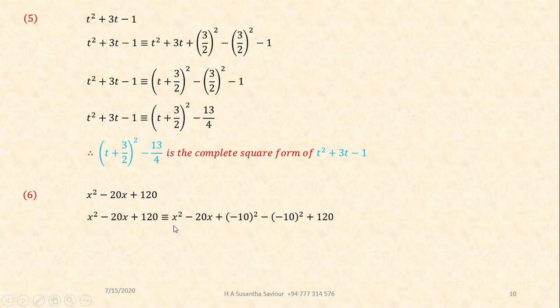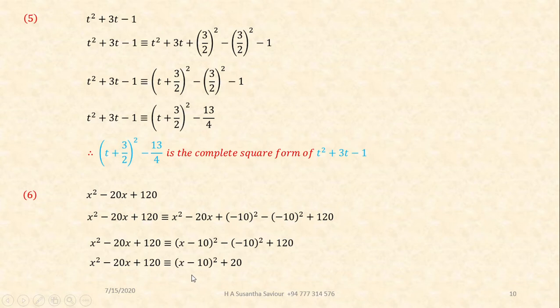So the first three terms could be taken together as a complete square. So x minus 10 squared, and here minus 10 squared plus 120. Remember this minus square thing always stays outside the bracket. So this will be reduced to x minus 10 whole thing squared plus 20. Therefore, x minus 10 whole thing squared plus 20 is the complete square format of x squared minus 20x plus 120. Let's move on to another example and see.